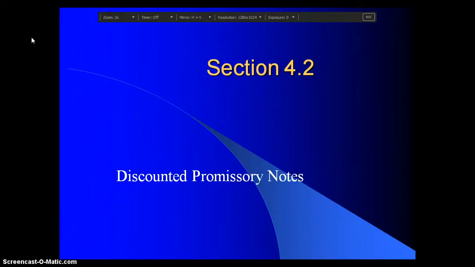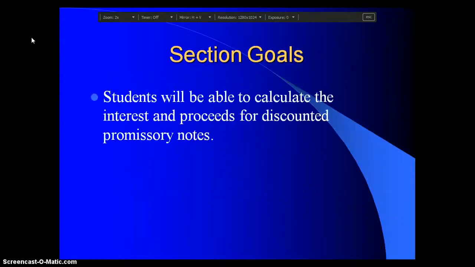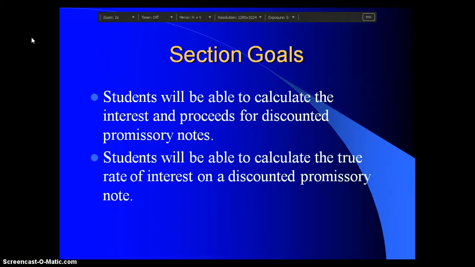Today you are going to be looking at discounted promissory notes. This starts on page 139 of your textbook and it goes through page 143. So feel free to take a look at those examples in there. By the time we're done today, you'll be able to calculate the interest and proceeds for discounted promissory notes and be able to calculate the true rate of interest on a discounted promissory note.